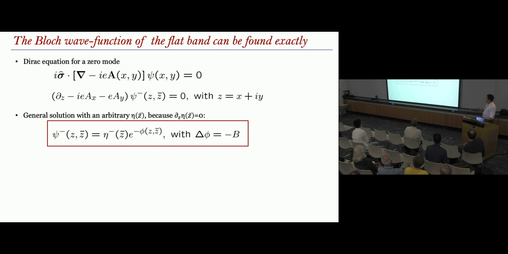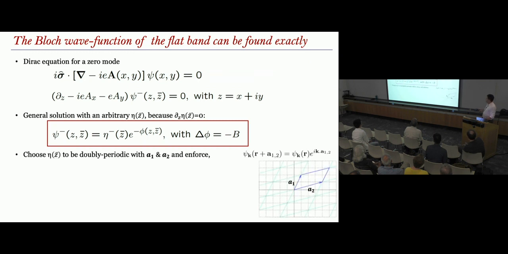And how do you choose this arbitrary function? Well, say you have a magnetic field which is periodic with periods A1 and A2. You basically want a doubly periodic function, which is called an elliptic function.